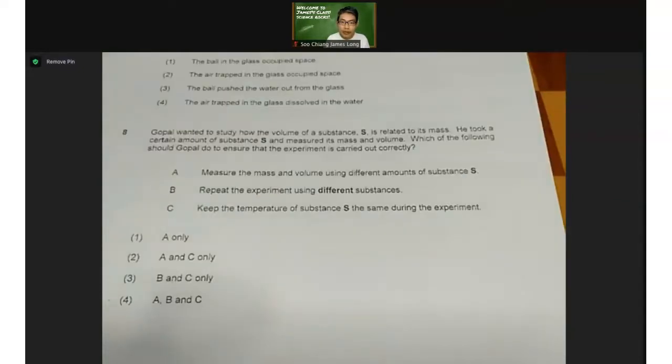Gopal wanted to study how the volume of a substance S is related to its mass. He took a certain amount of substance S and measured its mass and volume. Which of the following should Gopal do to ensure that the experiment is carried out correctly?